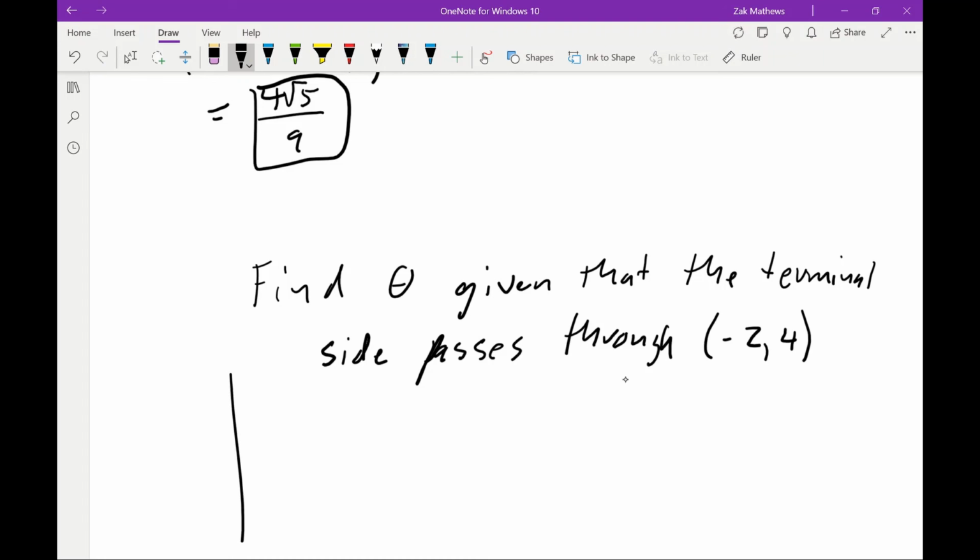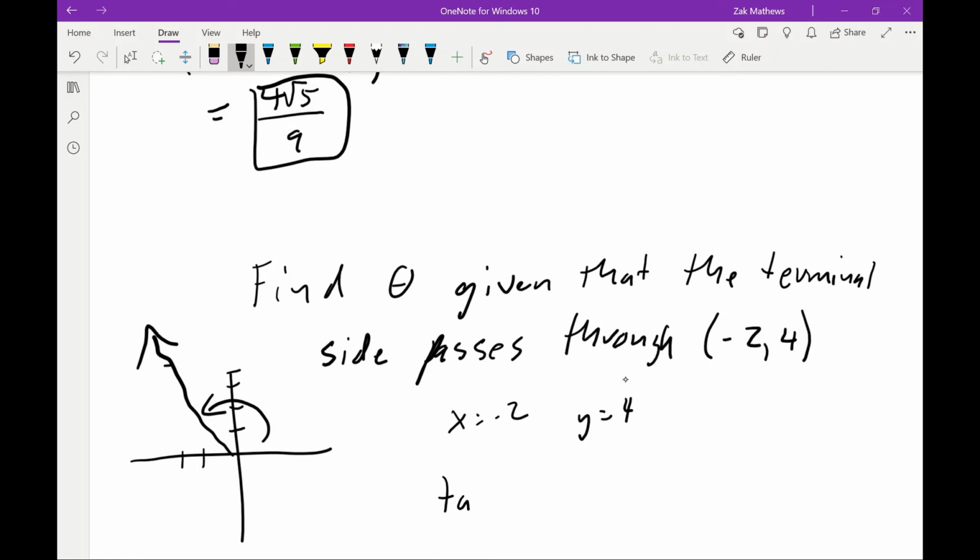So the first thing that I would do is draw this picture, right? -2, 1, 2, 3, 4. It's going to be up here. So I want to find a theta to take me here. And so we've done problems like this before. We know that the x is -2, the y is 4. So if I want to think about the trig function that solves this problem, tangent theta is equal to the opposite, 4 over -2, or the y over the x.